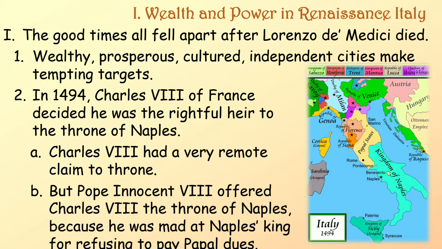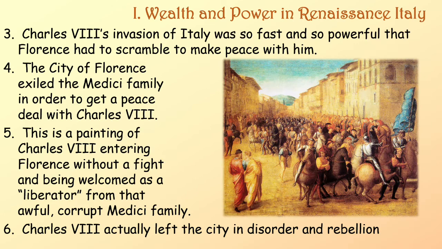Innocent VIII offered Charles VIII the throne of Naples because he was mad at Naples' king for refusing to pay papal dues. And so Charles VIII's invasion of Italy was so fast and so powerful that Florence had to scramble to make peace with him. And the city of Florence exiled the Medici family in order to get a peace deal with Charles VIII.